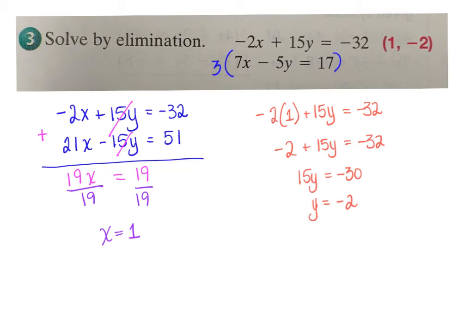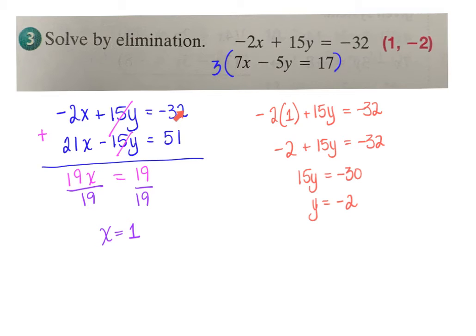So when I look at these two, -2x and 7x, I would have to multiply both of those, which we're about to do one that you have to. But 15 and 5, all I have to do is multiply the second equation. It is a positive 15 and a negative 5. So I only have to multiply the second equation by a 3. So I'm going to leave the first equation alone.